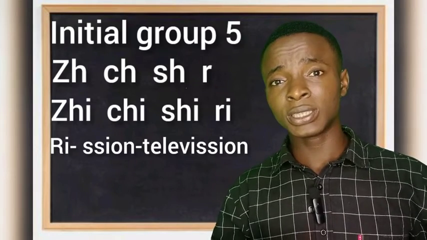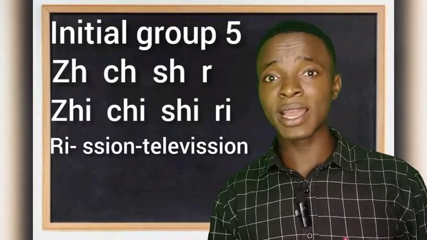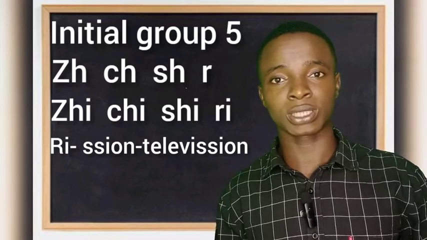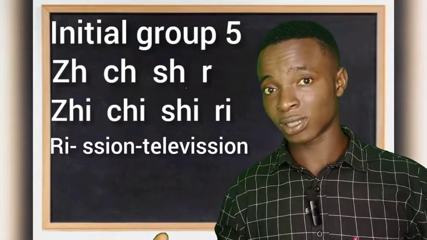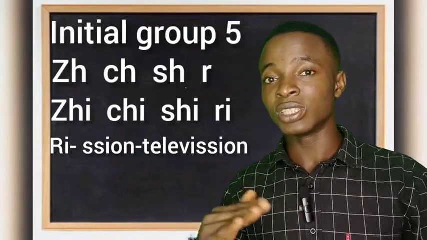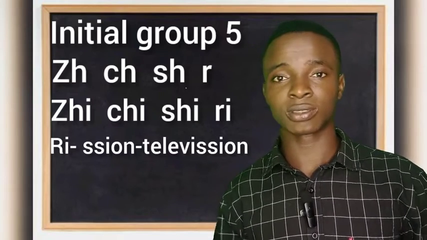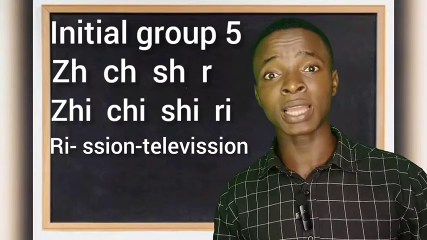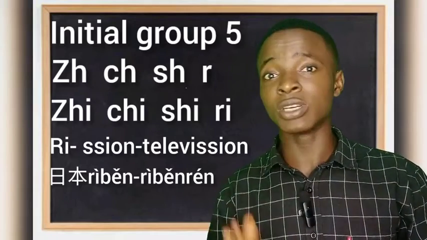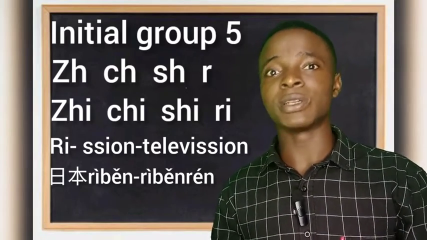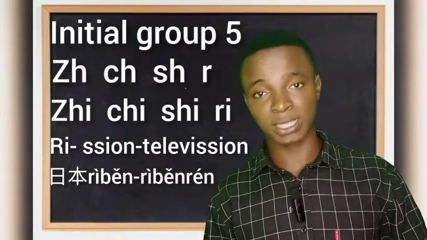Repeat after me. Z. This sound also has the same sound as the double S-I-O-N sound in the English language. For example, the double S-I-O-N sound in television or in progression. So, z, television, z. For example, Japan is called 日本. Then a Japanese is called 日本人, which is a Japanese. Today, we've been able to round up with the fifth initials of the Chinese language.